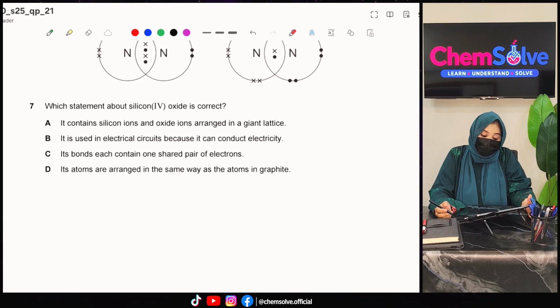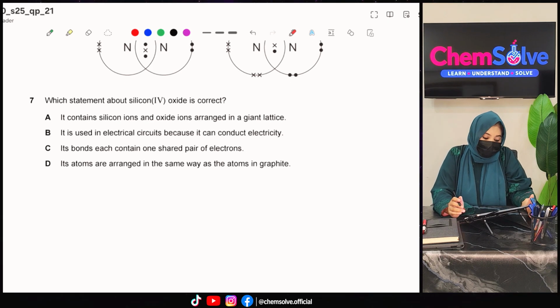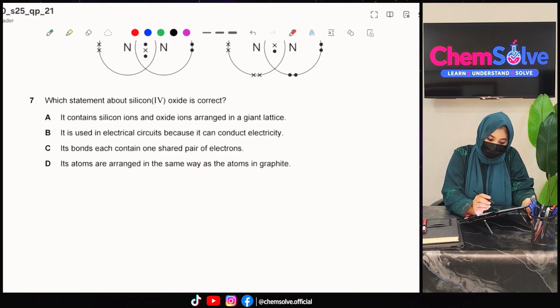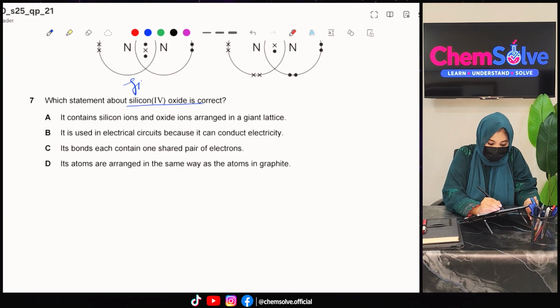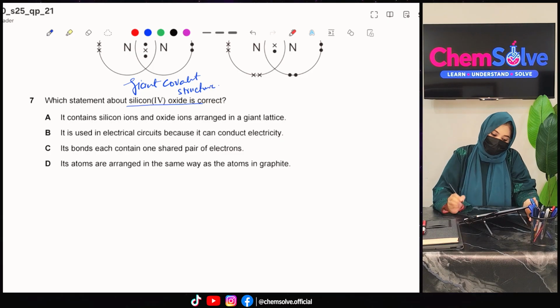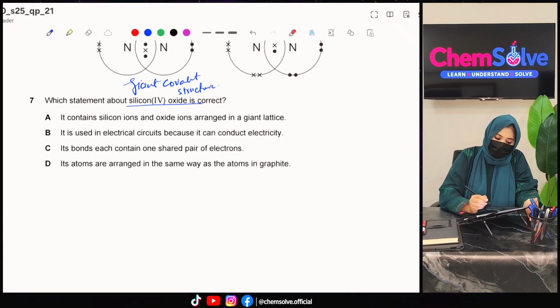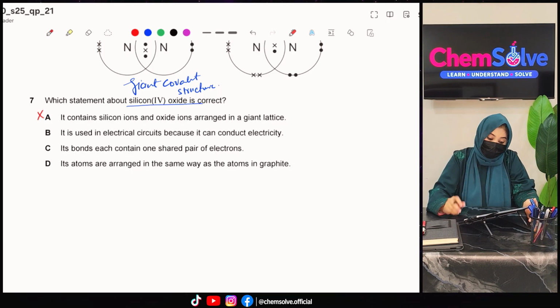Which statement about silicon 4 oxide is correct? Okay, which option is correct? Let's see. It contains silicon ions. First of all, we have to see silicon 4 oxide. It's a giant covalent structure. So how could it have ions? Of course not, because ions are only in ionic compounds. So this option, of course, is incorrect.